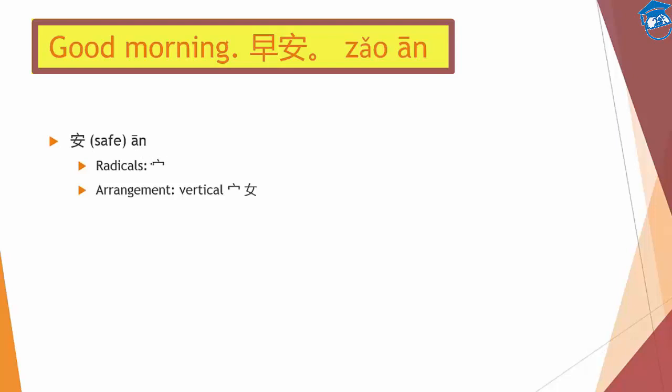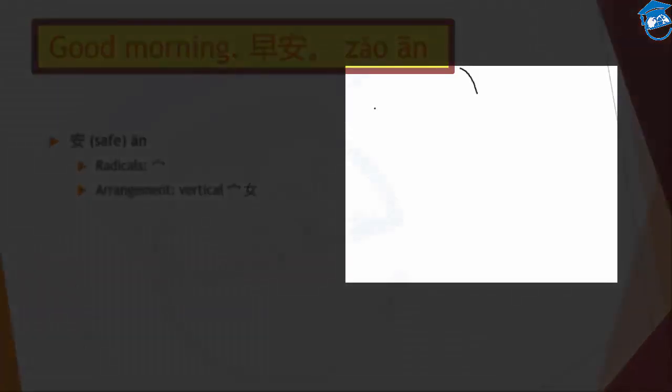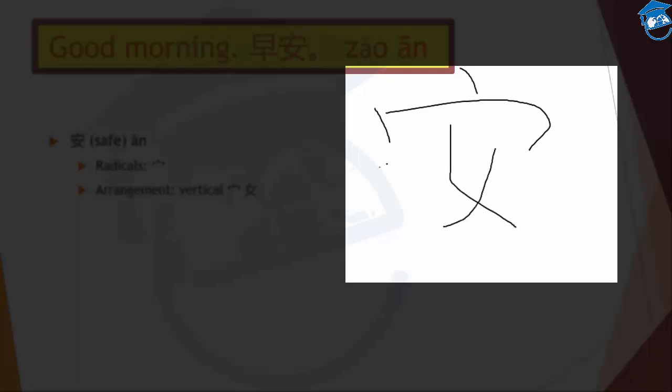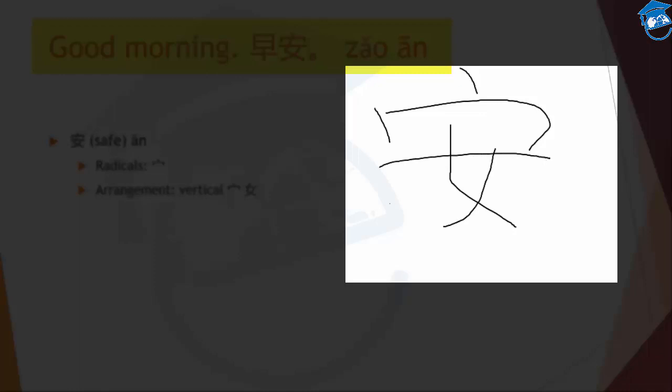The one you have seen before is used in house, 家. Okay, so you can imagine that it's like a roof that is keeping you safe and sound with a girl under it. So the arrangement is vertical with the radical and the word girl underneath. So this is how I write it. 1, 2, 3, 4, 5, and 6. Okay?